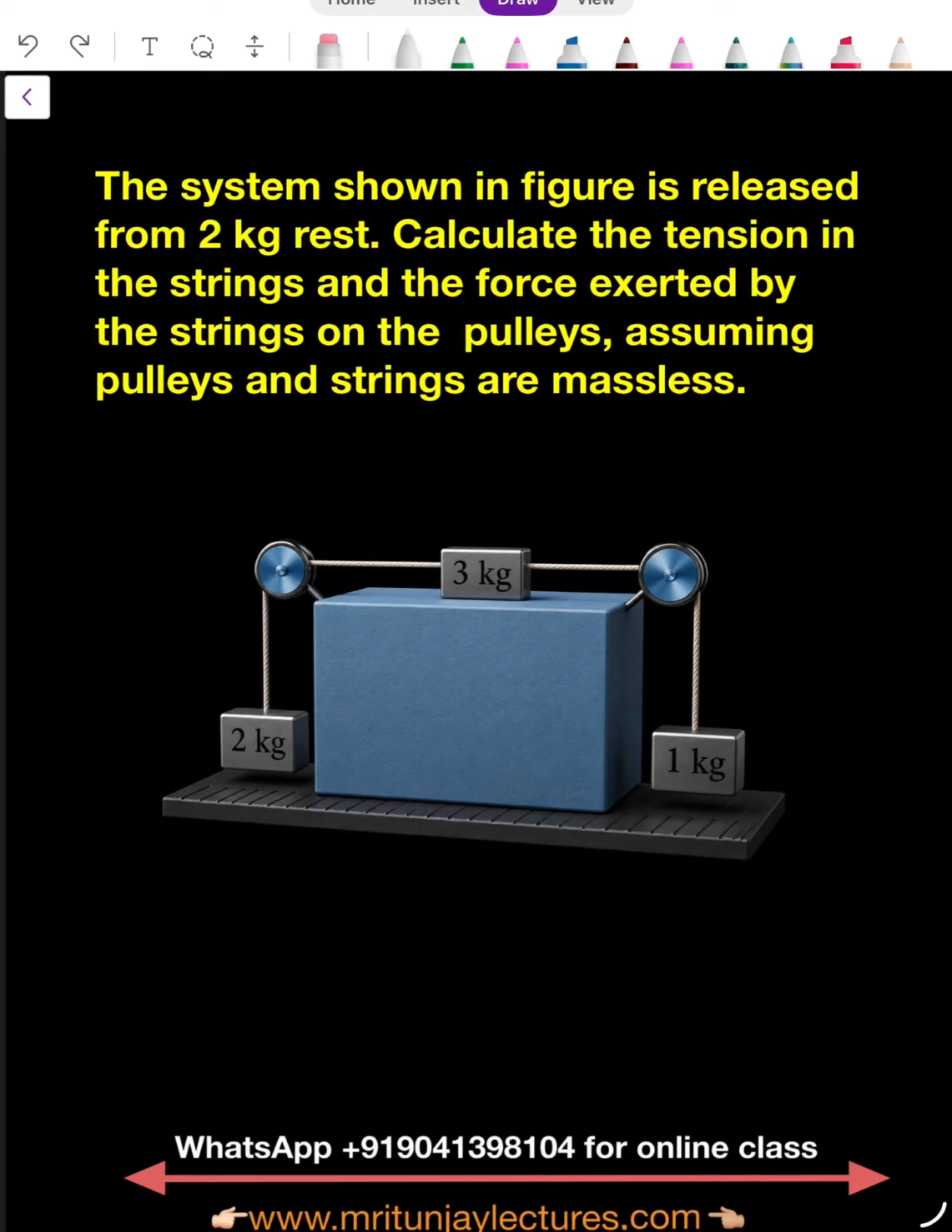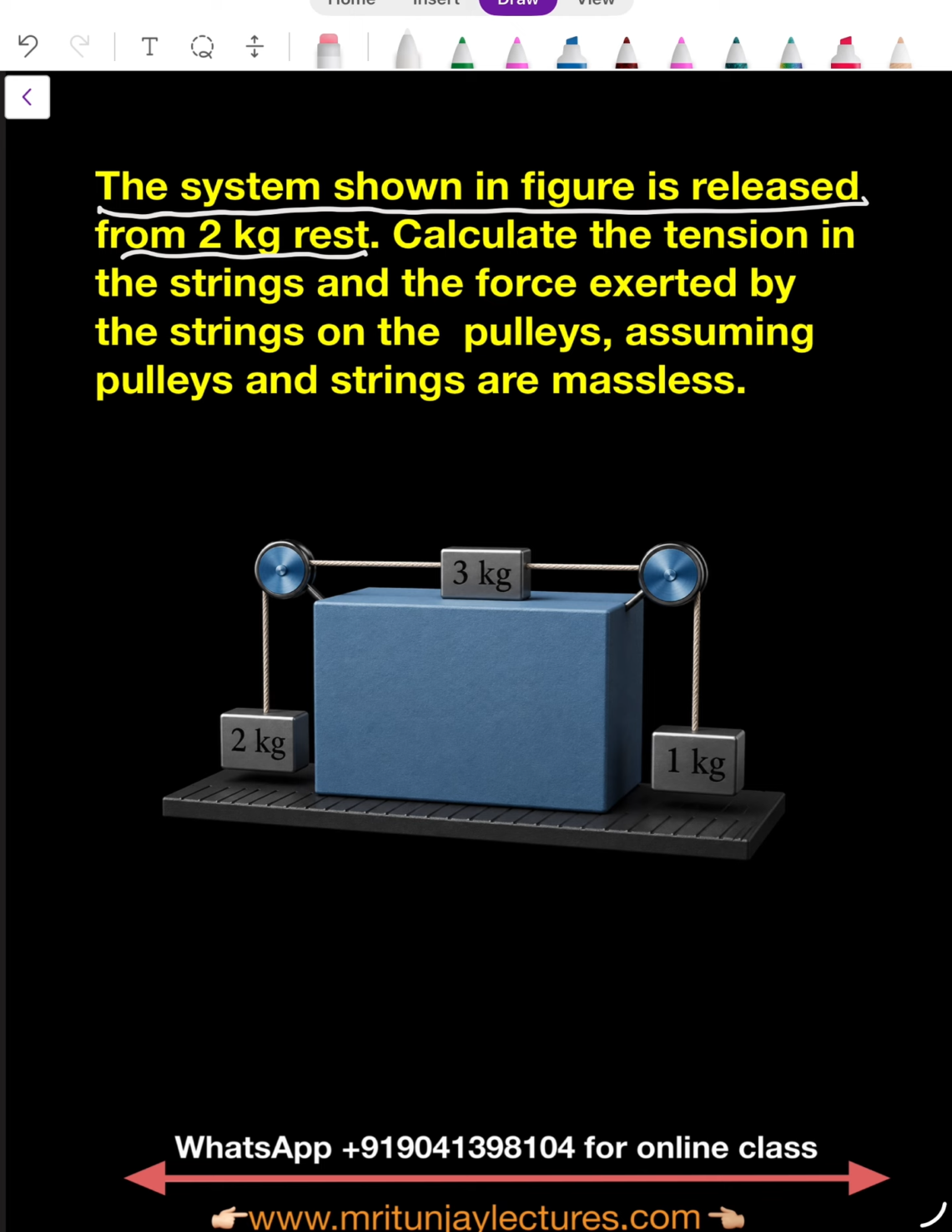Now, question of the day. First of all, read the question very carefully. In the system shown in figure, release 2 kg from rest, calculate tension in the string and force exerted by string on the pulley, assuming the pulley and string are massless.